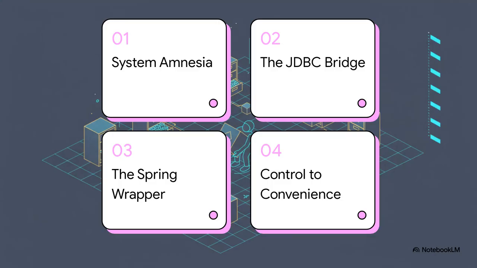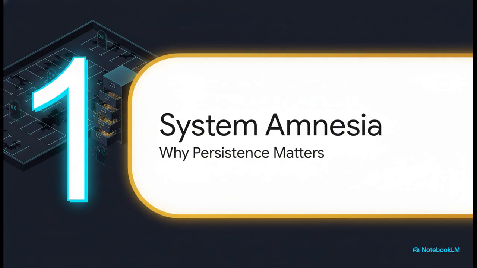So here's our plan for today. First, we're going to face the threat of system amnesia head on, so we really get what's at stake. Then, we'll build our first bridge to a solution with JDBC, where we have complete manual control. After that, we'll see how the Spring framework wraps all that up to make us way more productive. And finally, we'll look back at the whole journey, from that raw control to modern convenience. Ready? Let's go. All right, part 1, the threat of system amnesia.